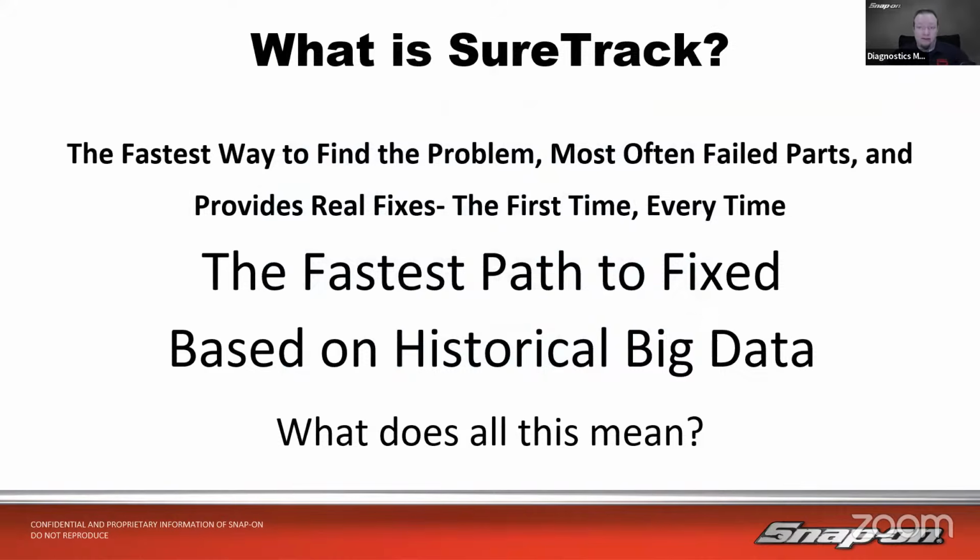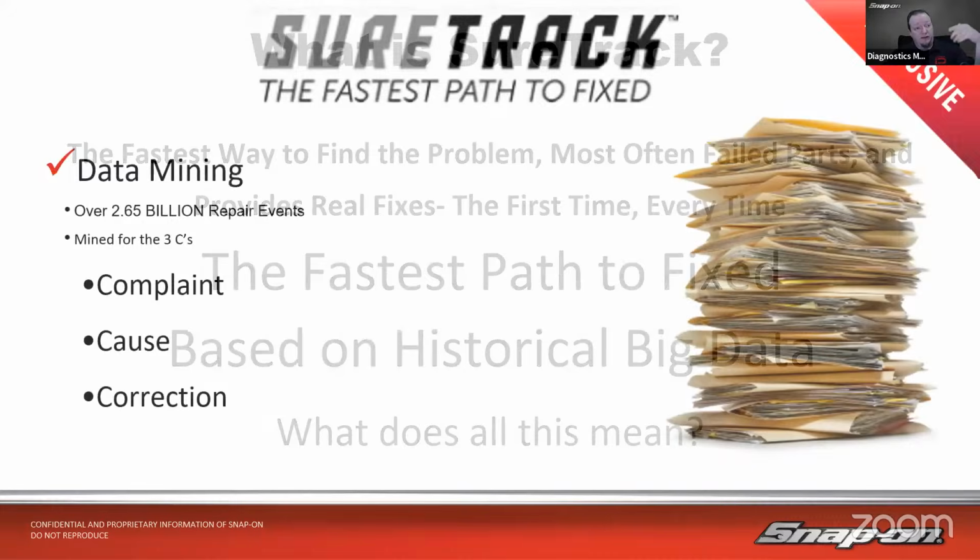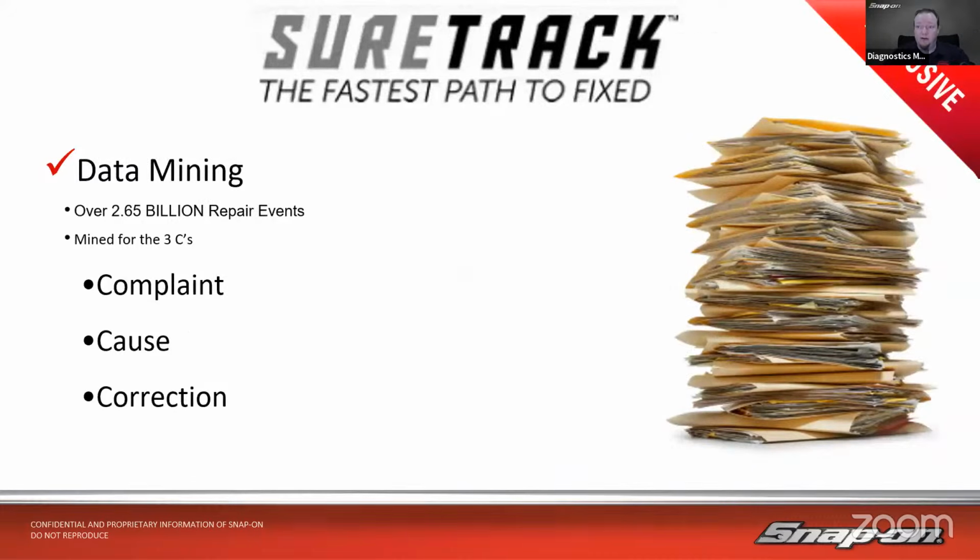So it is, in short, the fastest way to find the problem, most often failed parts, and provides real fixes the first time, every time. So it is the fastest path to fix, and it's based on historical big data. That's the key point right there. Historical records, historical vehicle records, data. And there's lots of it. We do this by data mining repair records, right? So there's over 2.65, now over 2.7 billion repair events available for your access to come down to the tool. And they get updated pretty much monthly.